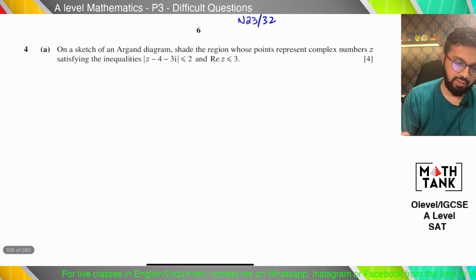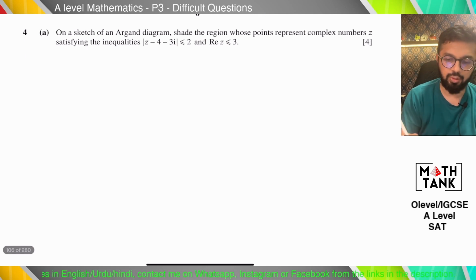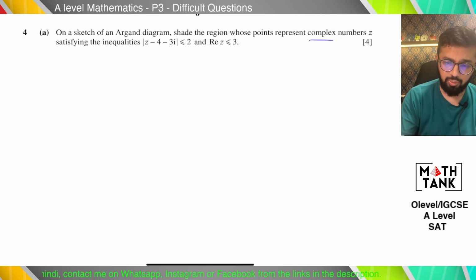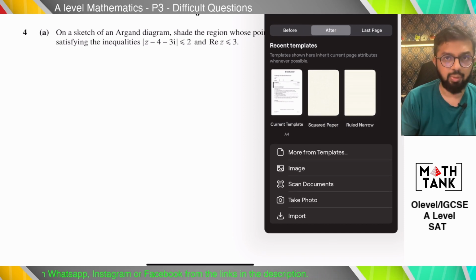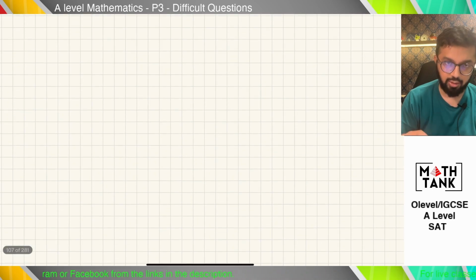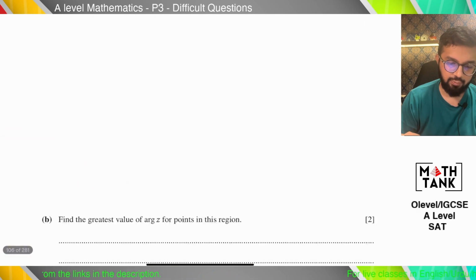Okay. First it says sketch on an Argand diagram the region whose points represent the complex number Z. What I'm going to do is add a grid, because the last time I tried to draw it without a grid, it got very complicated. So that's the grid I have in front of you.